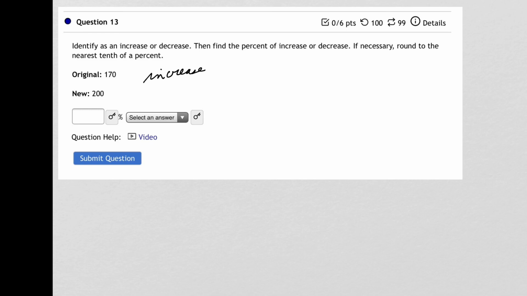Well, remember, we form a ratio where the numerator is going to be the difference. And you don't have to worry about new minus original. Just think of it as largest minus smallest. We just want the positive difference. So that's going to be 200 minus 170. Divided by, but this is important, the denominator is always the original value. So the original value in this case is 170. Okay? And then I multiply by 100, right? I convert it into a percent by multiplying by 100 and putting the percent sign there.